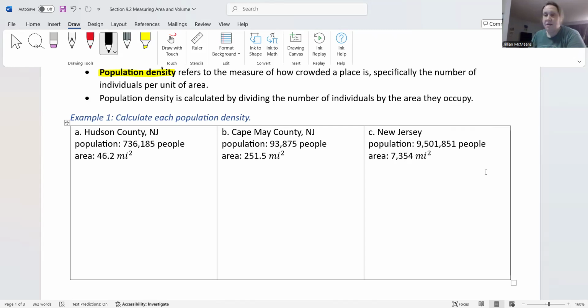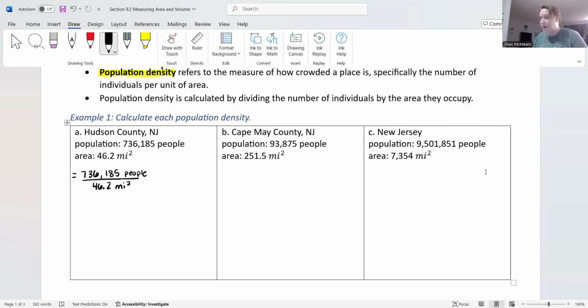Okay. So Hudson County, New Jersey has a population of 736,185 people, and it has an area of 46.2 square miles. So we want to know how many people live per square mile in Hudson County. So for the population density, we would take the population of this particular area, 736,185 people. We would divide it by the land area, which is 46.2 square miles. And we just divide this on a calculator.